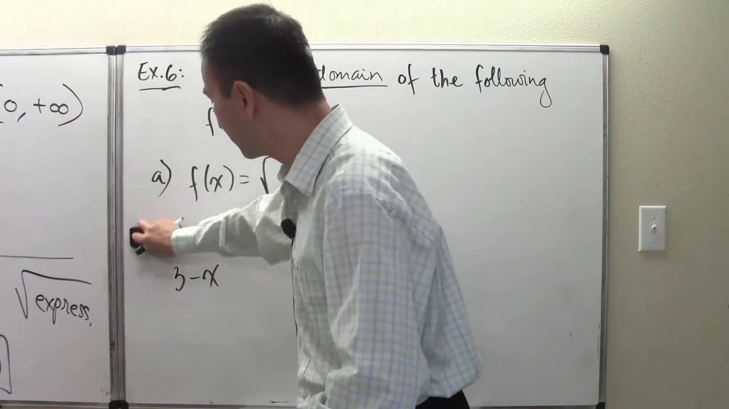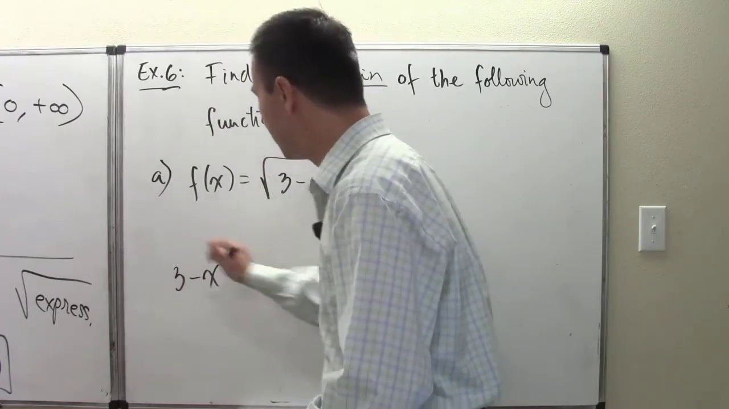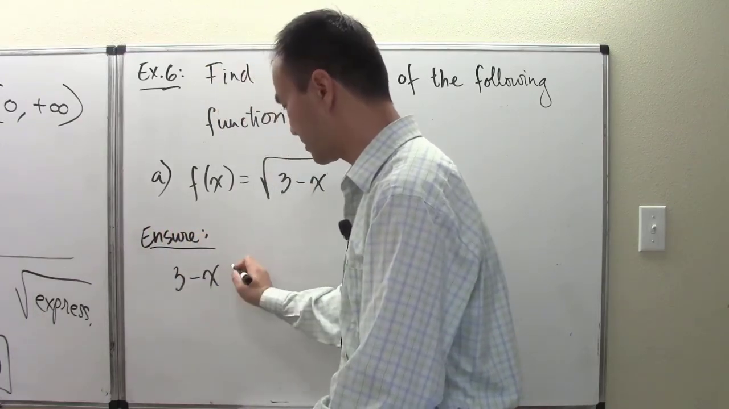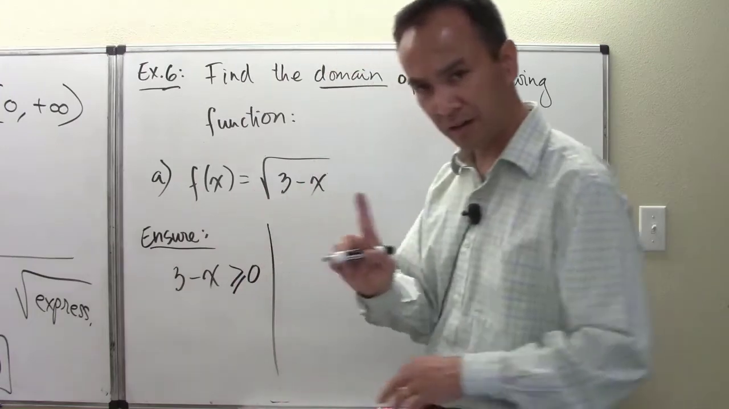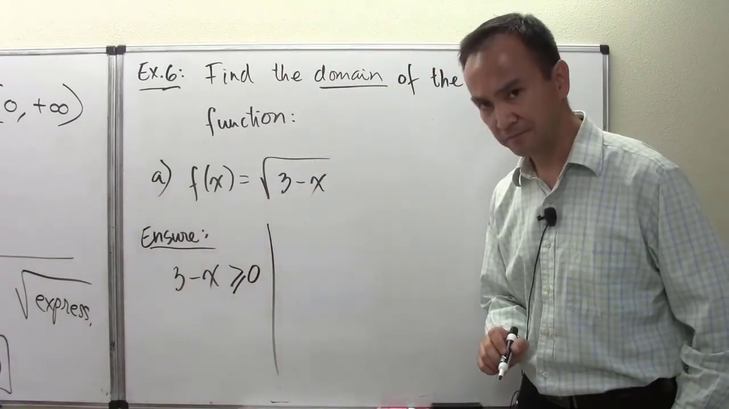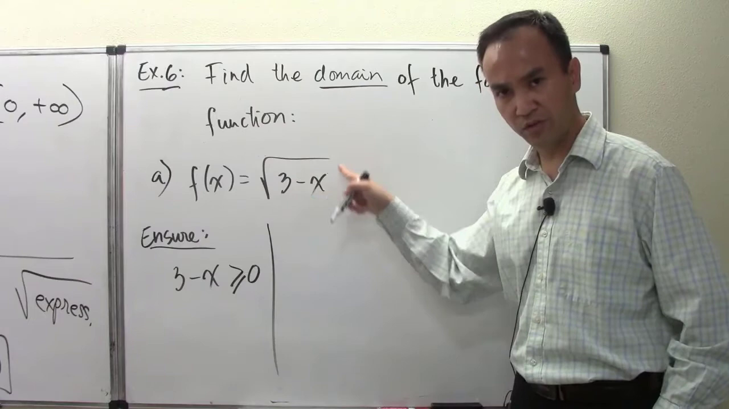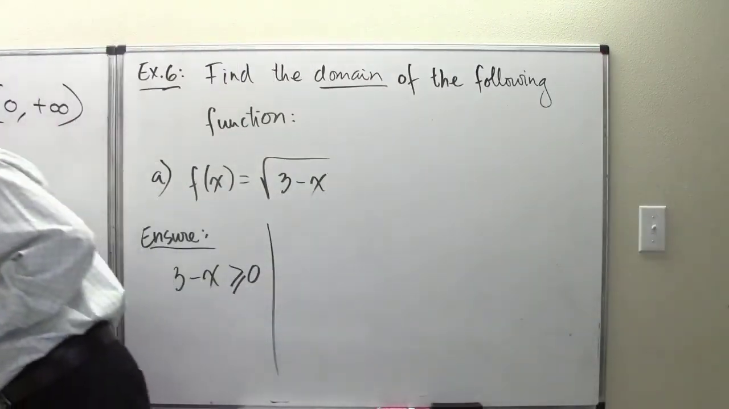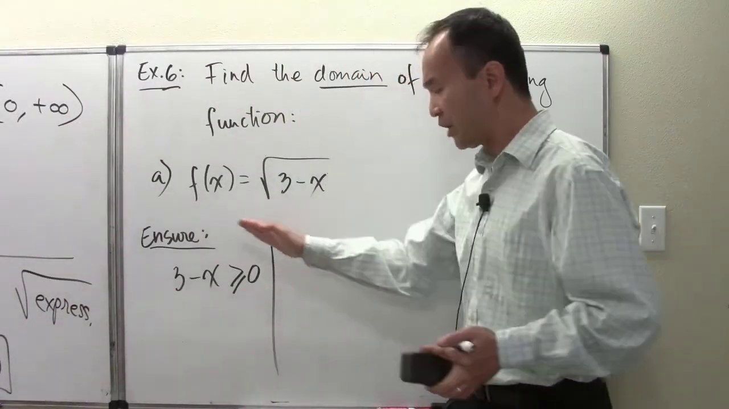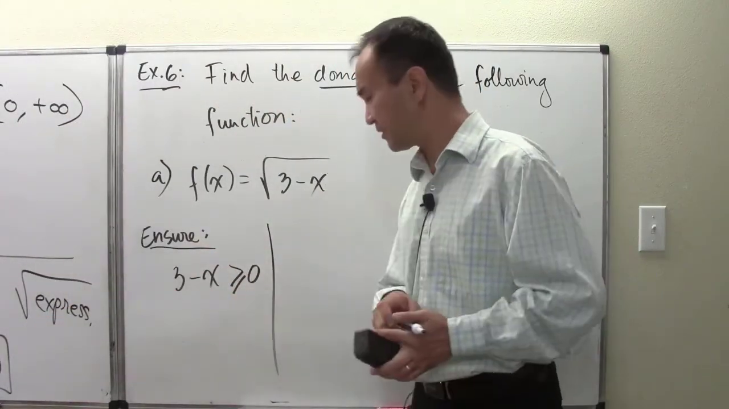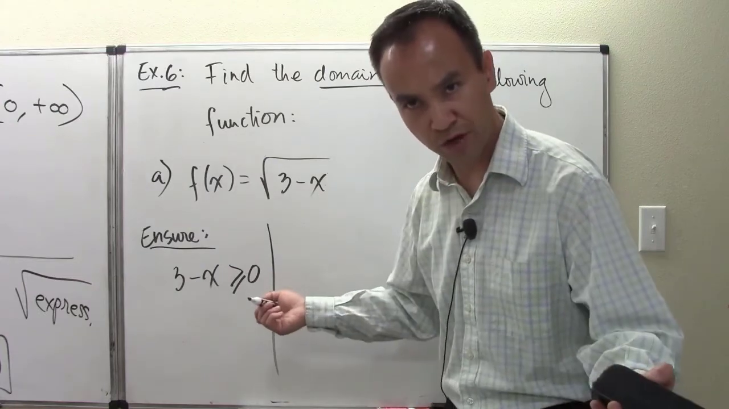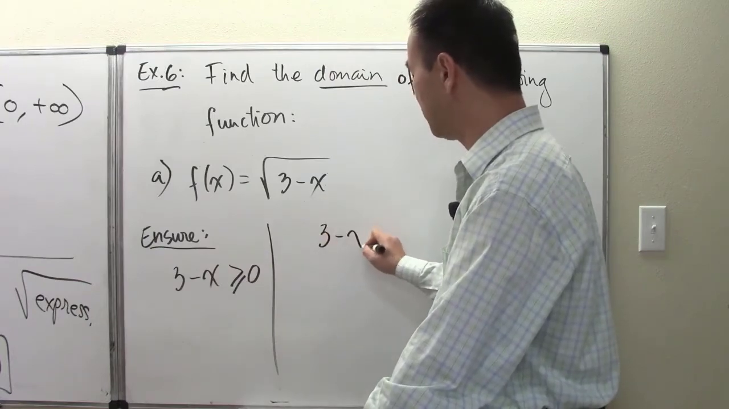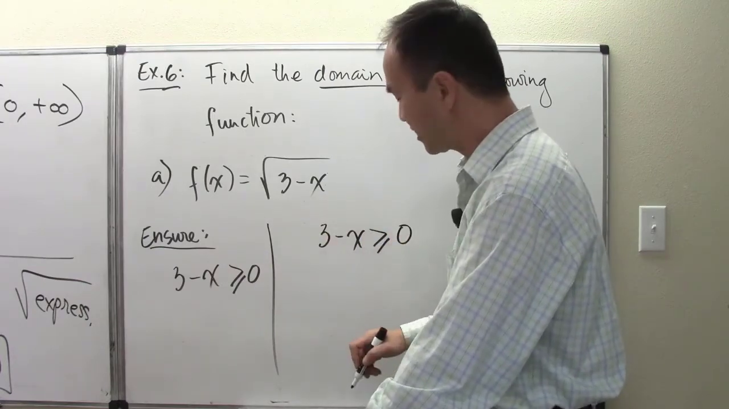And allow me to start using a brief term right here. We need to ensure that 3 minus x is greater than or equal to 0. That's the number one priority that we need to ensure when you run into a square root. Okay, so now, in order to ensure 3 minus x is greater than or equal to 0, we're going to have some direct consequence here.